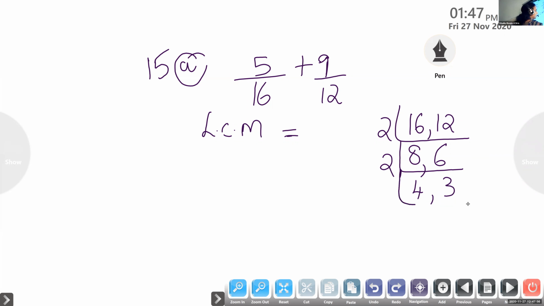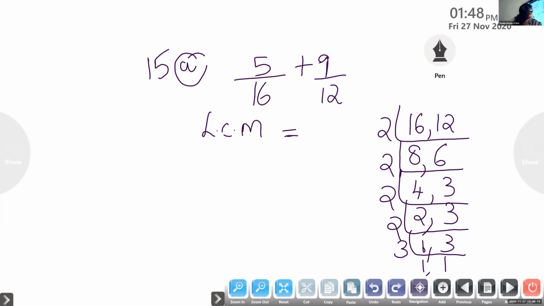So LCM, we are making one more time smaller. 2. Now 3, you have to write the same. 2, 1 here. Here we can write 3. In the next step, you can make 3 also. 3 divided by 3. So, what is LCM? 2 times 2 into 2 into 2 into 3.